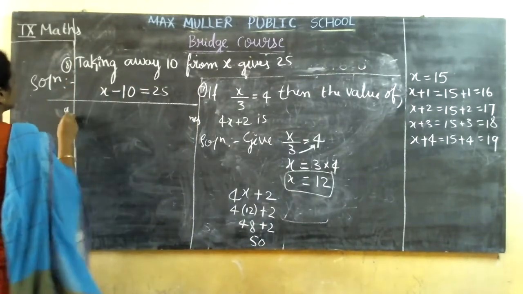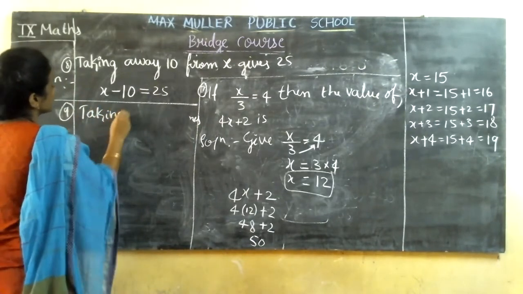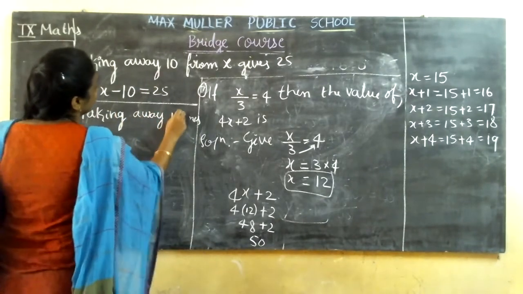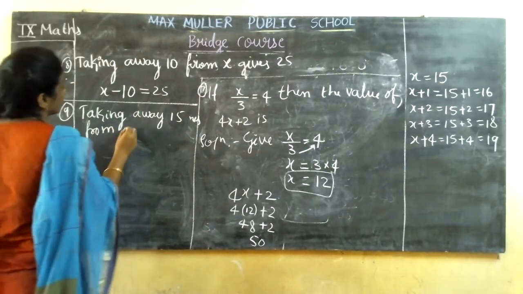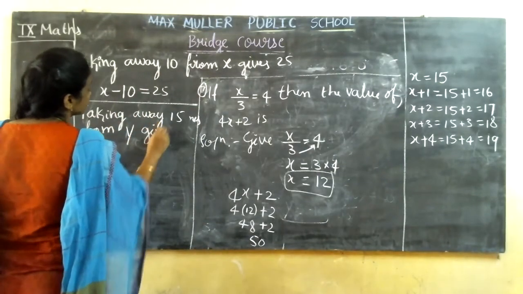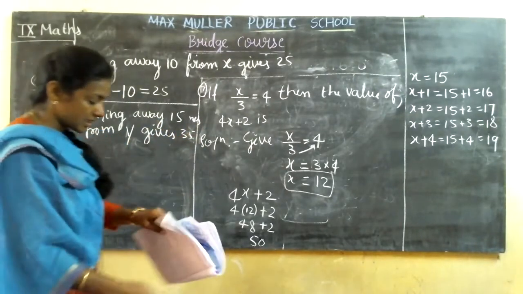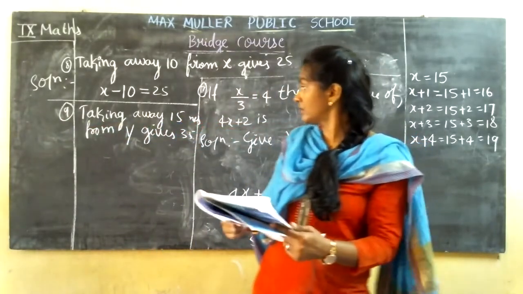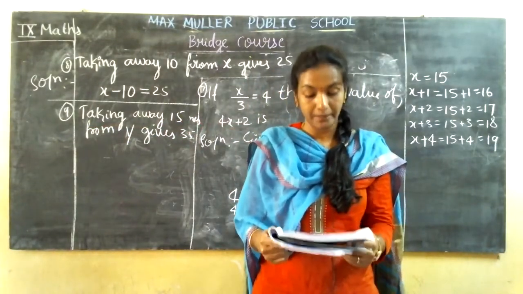Do one homework, taking the same thing. You just need to change the numbers. Taking away 15 from y gives 35. Do this.